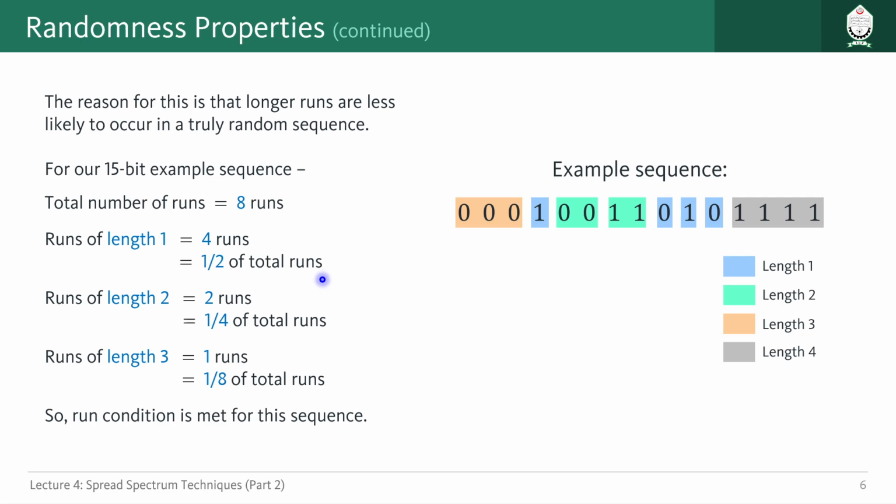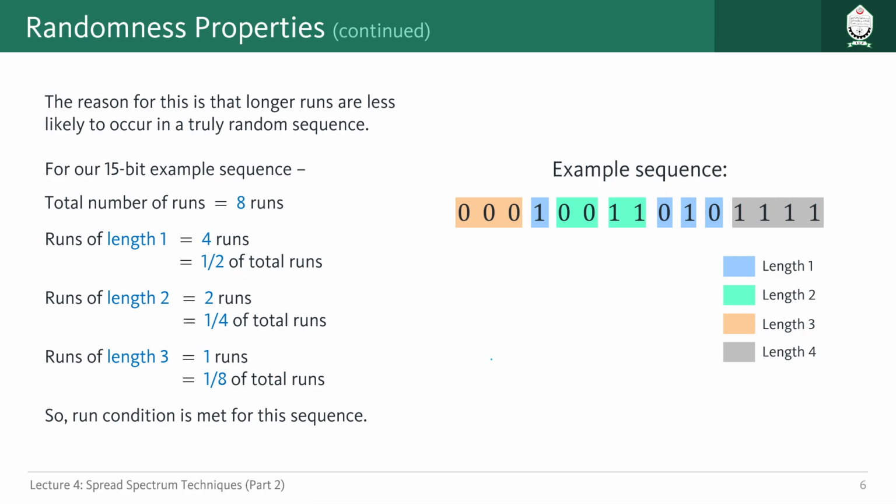Now let us look at runs of length 2. We have runs of length 2 like this one, this run and this run. So we have 2 runs of length 2. 2 runs compared to 8 runs is 1/4 of the total runs. So 1/4 of the total runs are of length 2. We can check the same thing for length 3. We have only 1 run of length 3. That means 1 run, which is 1/8 of the total runs, and this is fulfilling all those properties, right? For the run property, it is fulfilling.